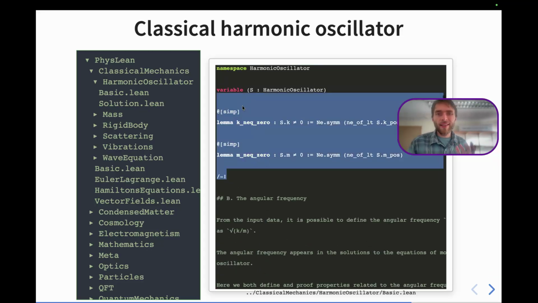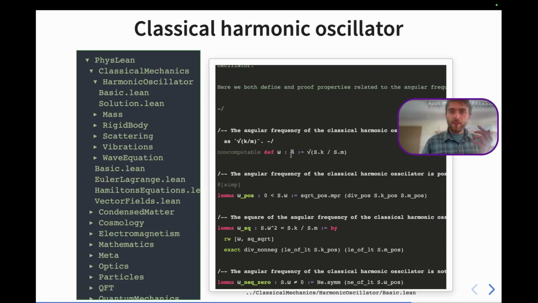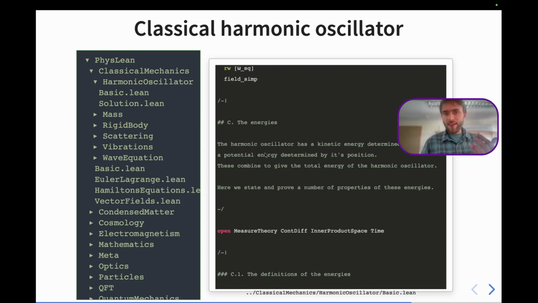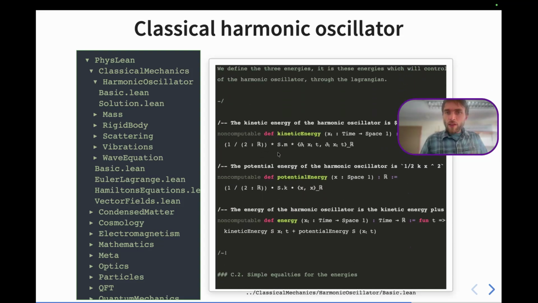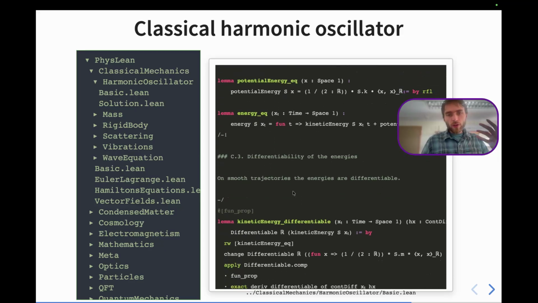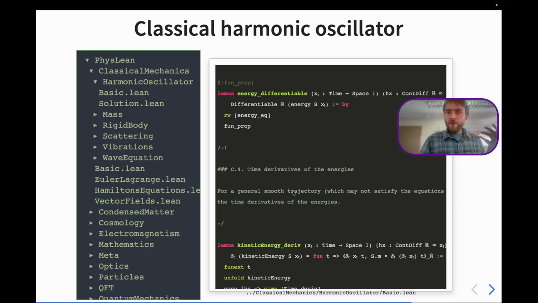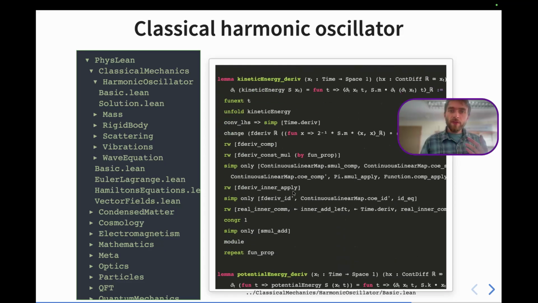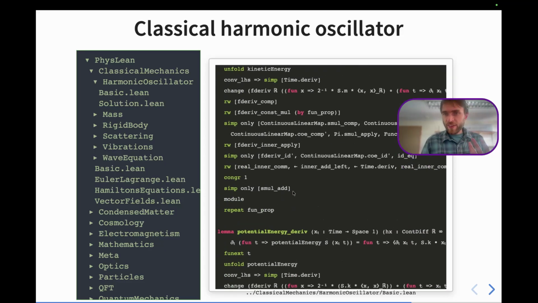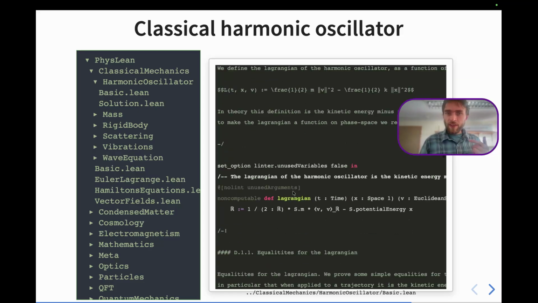We've got results related to the spring constant. We've got then the definition of the angular frequency, results related to the angular frequency, the definitions of the energy, the kinetic energy, the potential energy. We've got results related to these, for example, the differentiable with respect to time, if your trajectory is differentiable with respect to time. We've got the derivatives with respect to time. We've got the energy and its derivative with respect to time.